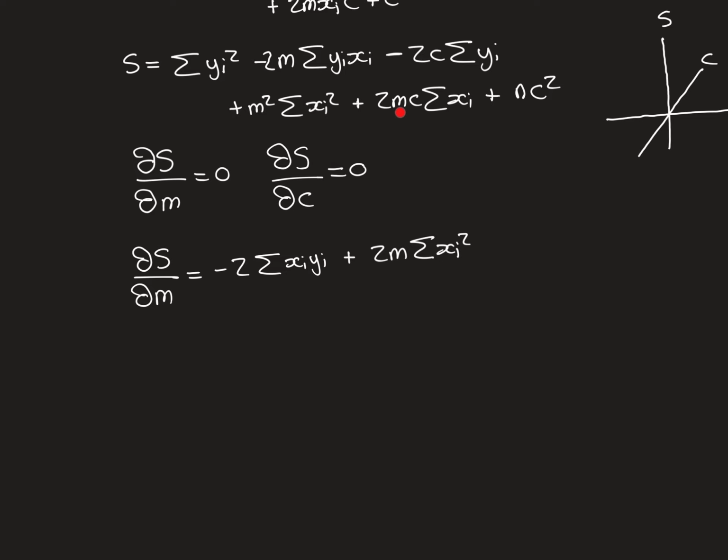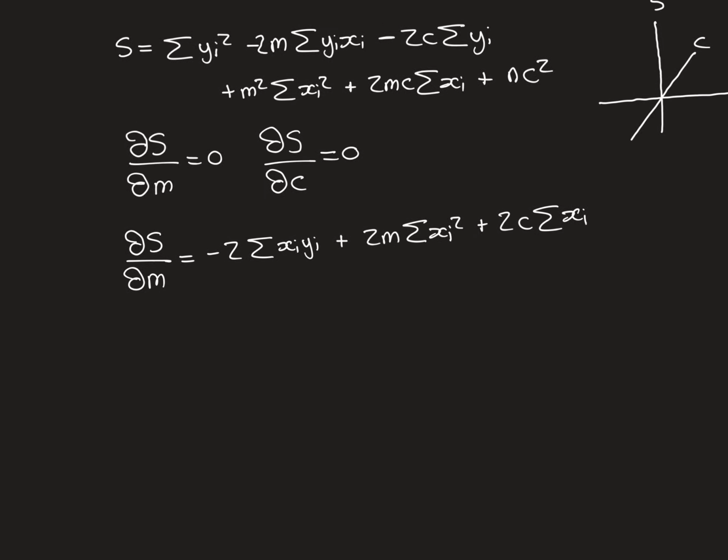Next, we have this term here, the mixed term. The c is just a constant as far as the partial derivative with respect to m is concerned. So this is a linear term in m, so it's going to become just the coefficient of the m. So that becomes plus 2c times the sum of xi. And then finally, the nc squared, as far as the partial derivative with respect to m is concerned, that's a constant, so we don't need to worry about that. So there's the partial derivative with respect to m.